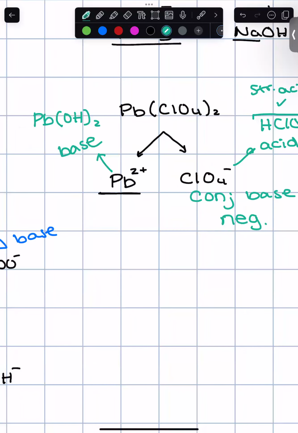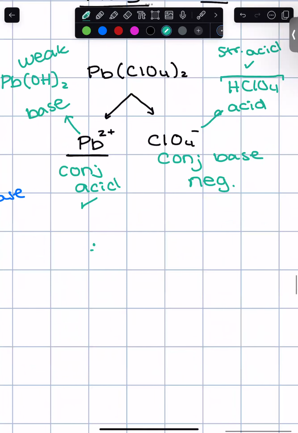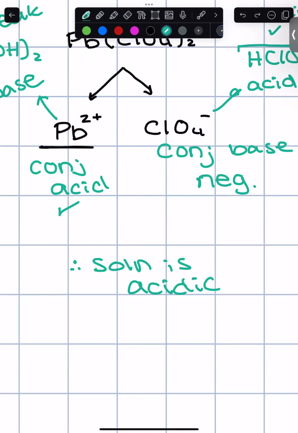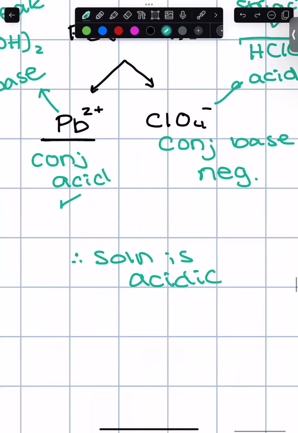Lead comes from this base that is not on your list of strong bases, so it is weak. So as a conjugate acid, is this going to be acidic, basic, or is it going to be negligible? It should be acidic. Therefore, you have a solution that is acidic, because this is an actively acting acid, and this is a completely negligible base. Does everyone see how we figured that out?